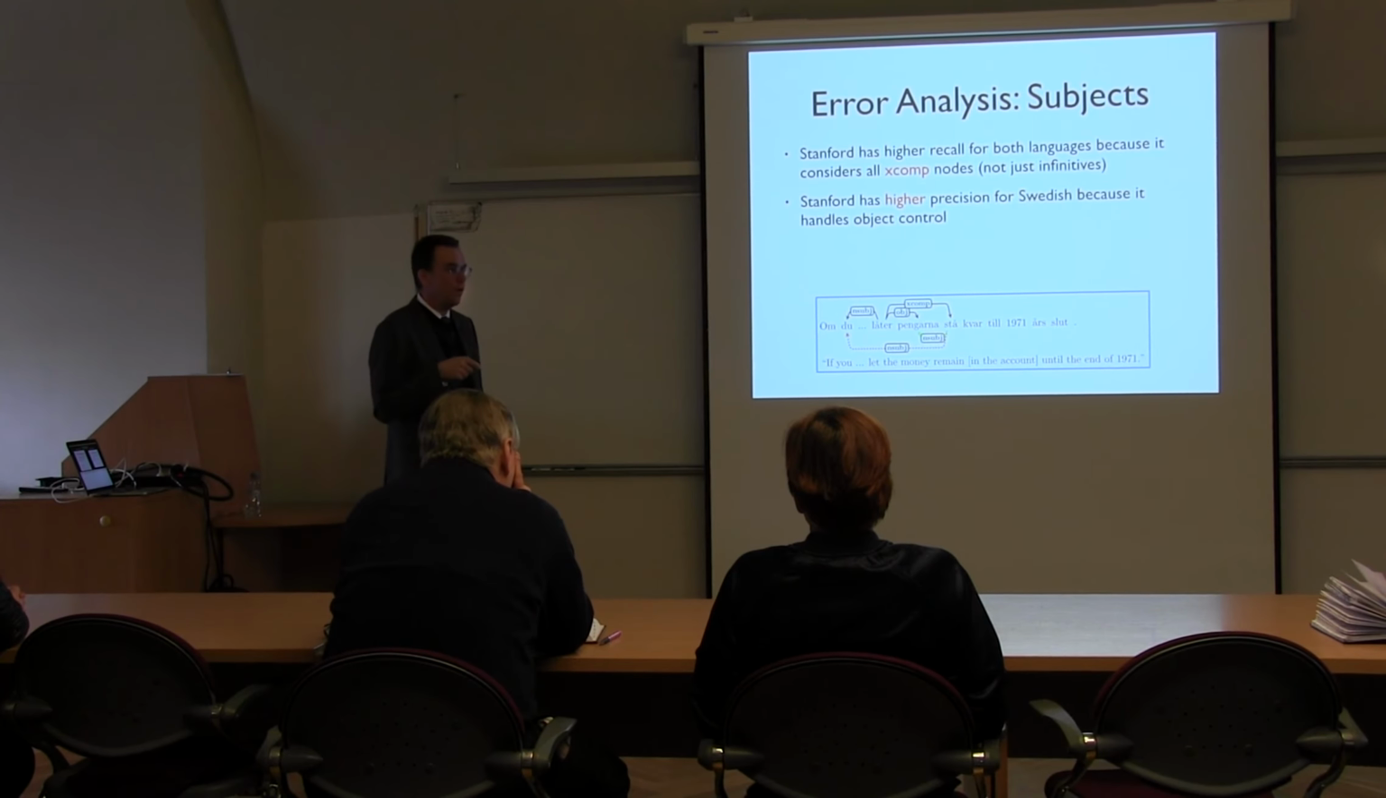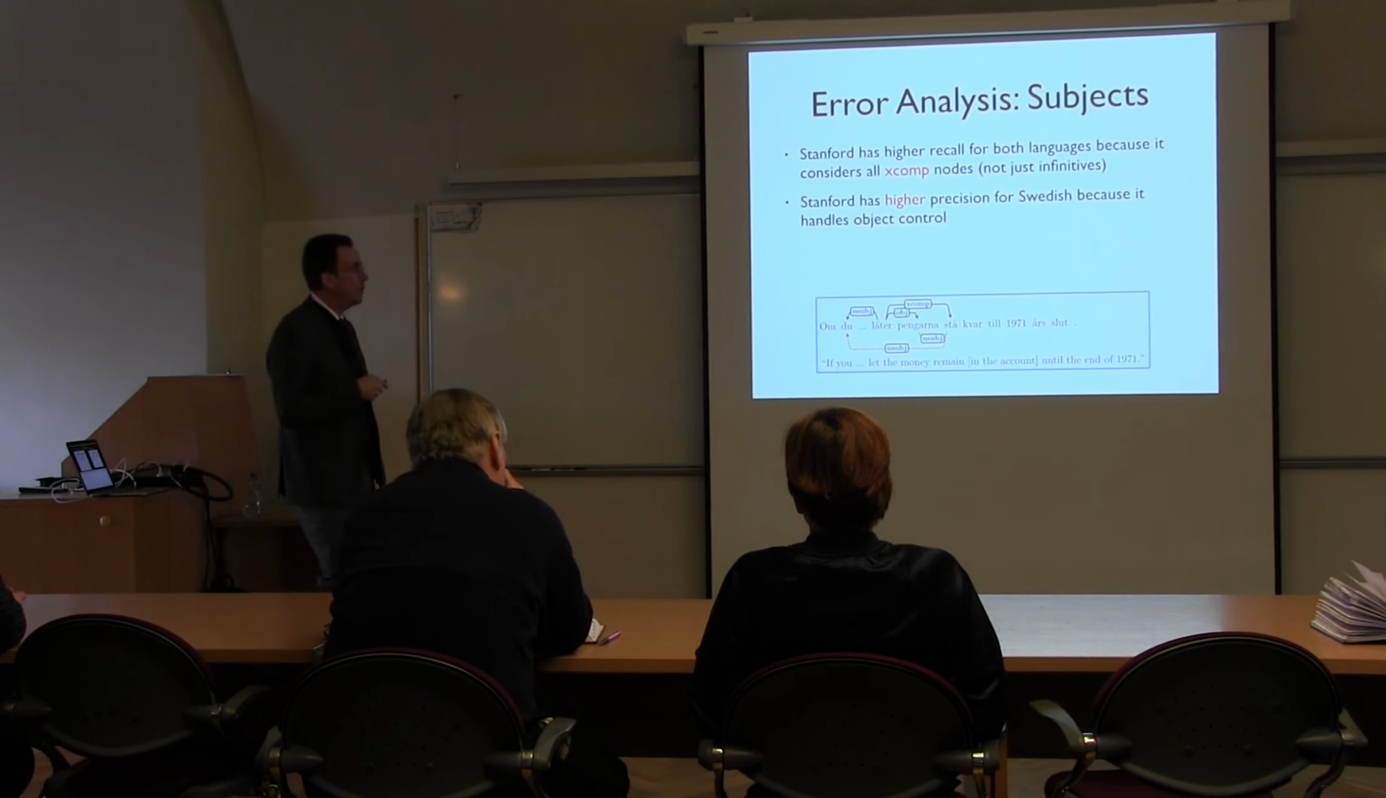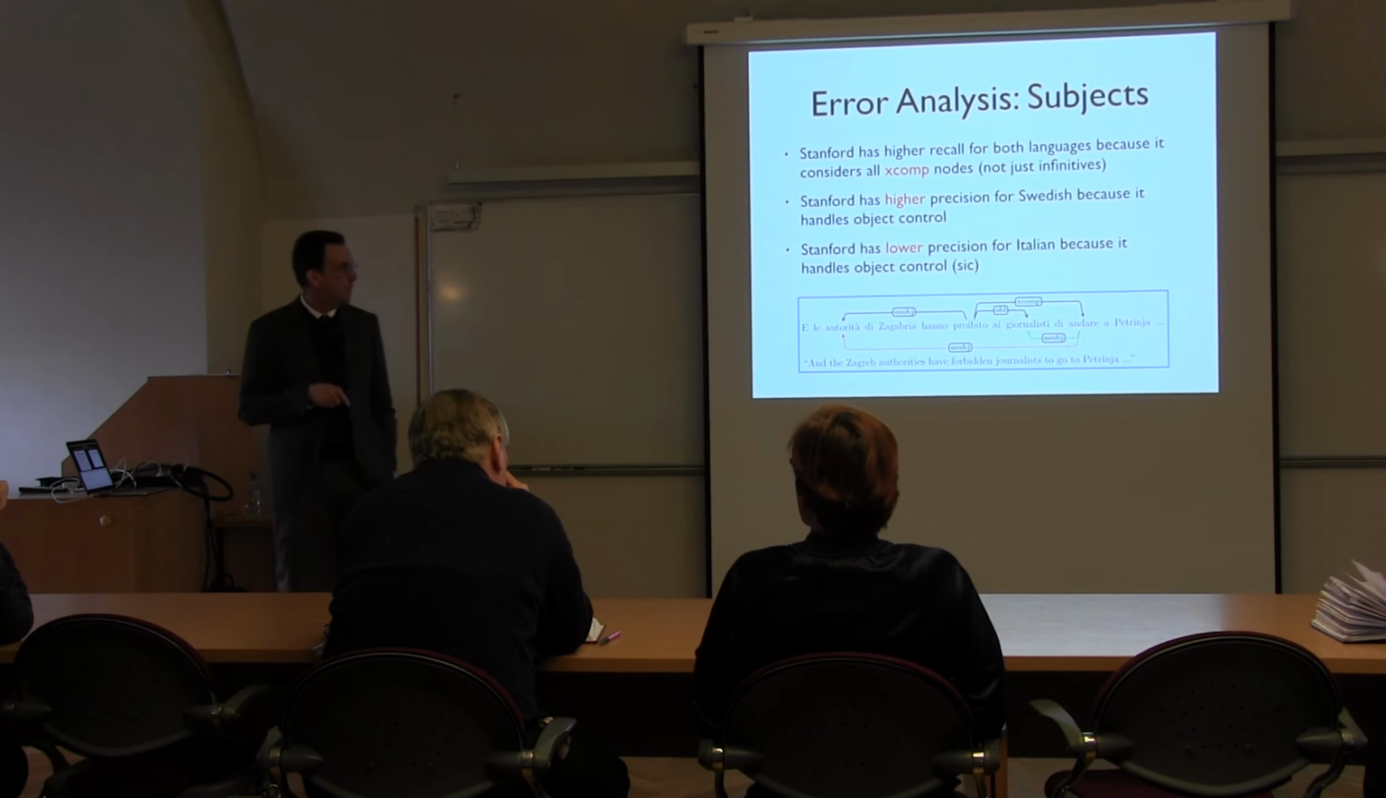The poor Finnish system cannot find this controller. So all it can do is make a binary decision on whether this should be the controller or not. And in this particular case, it made the wrong decision. And there are enough of those cases so that this would get lower precision overall. Now, interestingly, for Italian, Stanford has lower precision, and it's for precisely the same reason, namely that it handles object control, which is kind of funny.